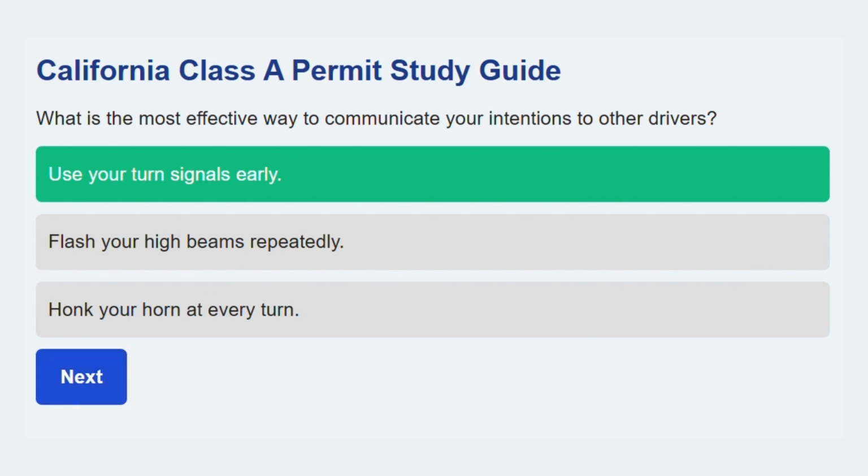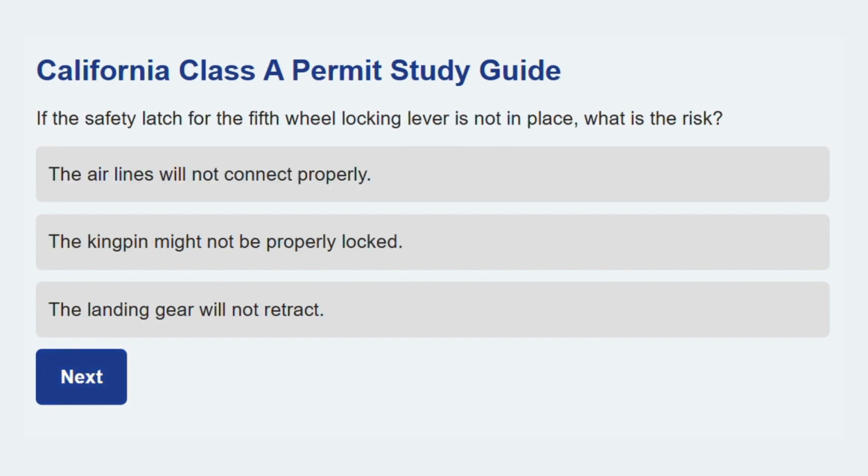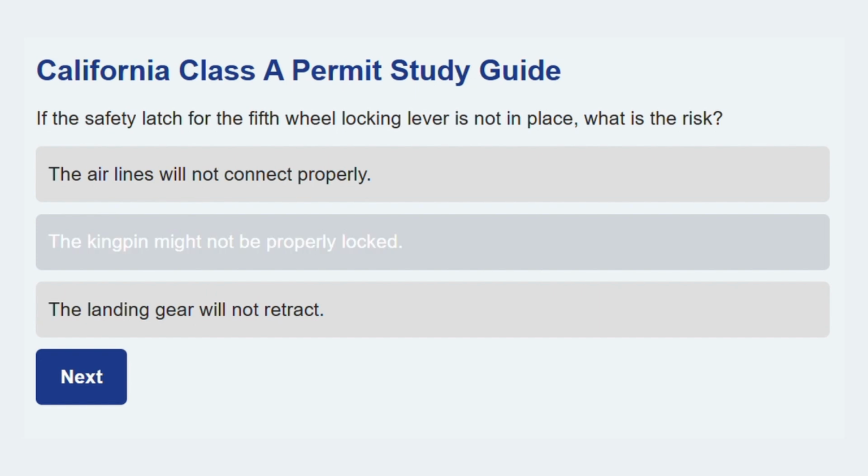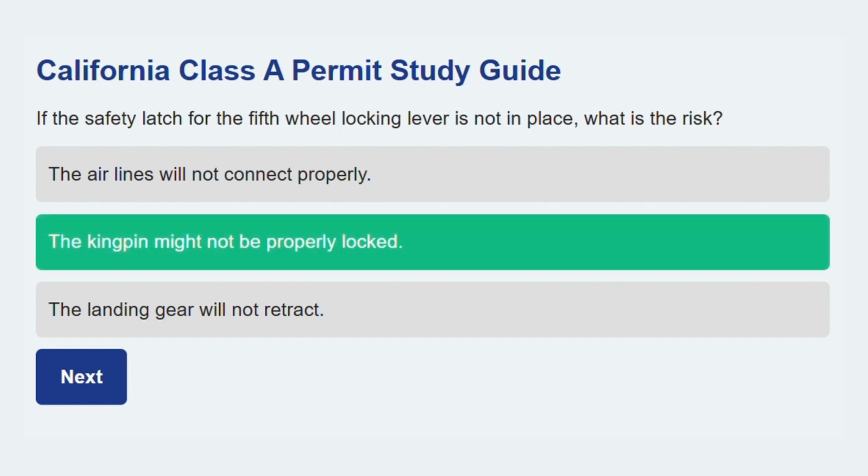What's after this? If the safety latch for the fifth wheel locking lever is not in place, what is the risk? The kingpin might not be properly locked. Without the safety latch, the locking mechanism could accidentally disengage.